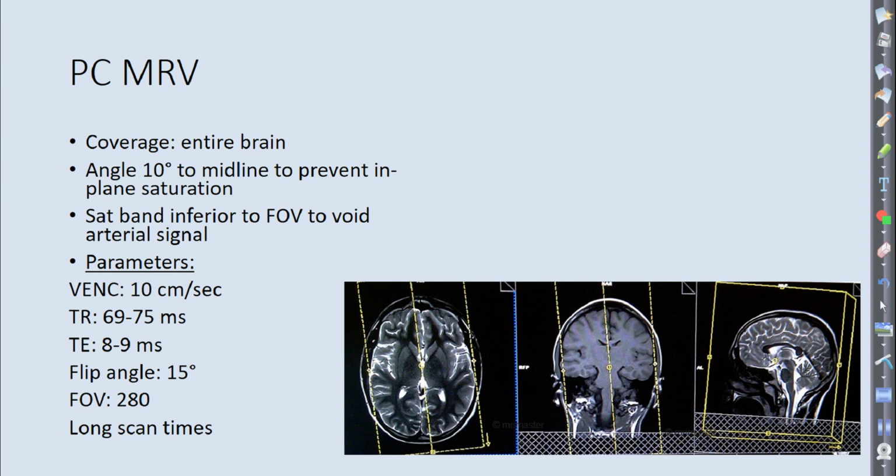What are we trying to saturate out? Arterial blood flow or venous blood flow? Arterial. And arterial blood flow is coming up from the carotids. So here we're more focused on venous blood flow, so we try and saturate arterial blood flow coming from below.